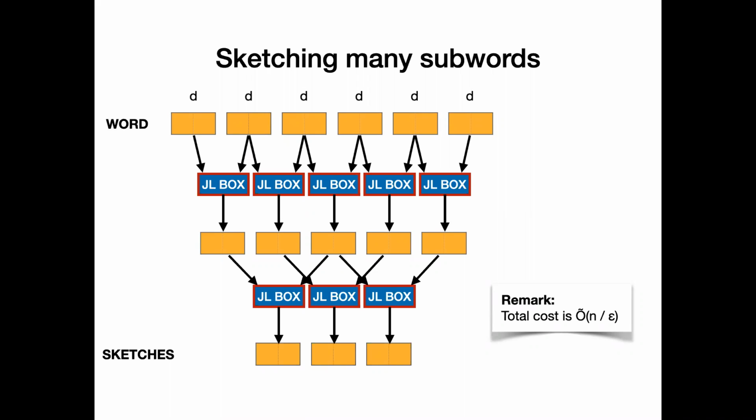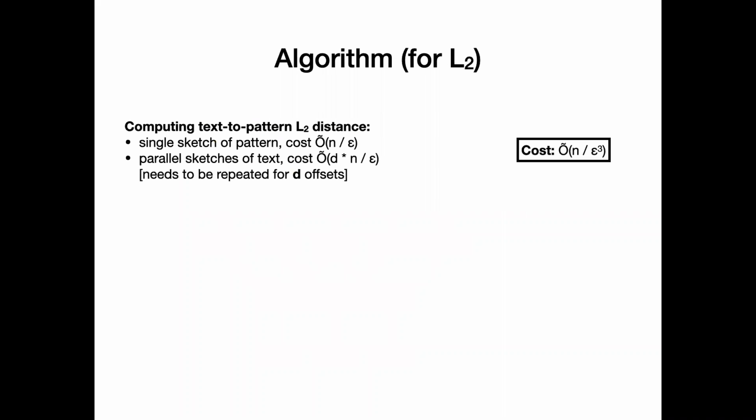starting at an even position divisible by d, and we can achieve it in a total time n over epsilon. And in fact, because I said at every position starting at a position divisible by d, we need to repeat the same step d times. So the total cost is d times n over epsilon. So this is a suboptimal n over epsilon cube.